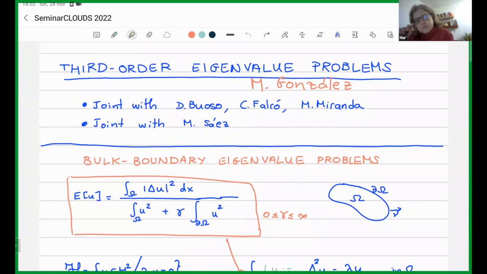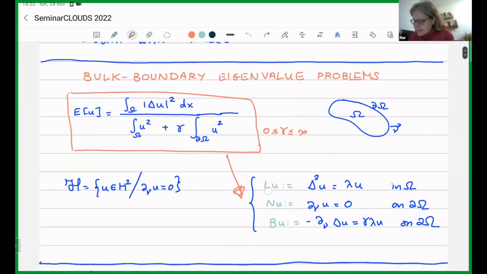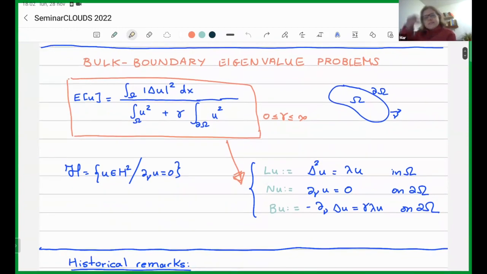I'm going to talk about two papers that have been recently published. The first one is with David Bosso, Carles Falcó, and Manuel Miranda. And the second one is joint with Maria. So let me start with the first paper. This is more like an analysis paper. The second one is going to be more geometric, but I'm studying the same type of objects.